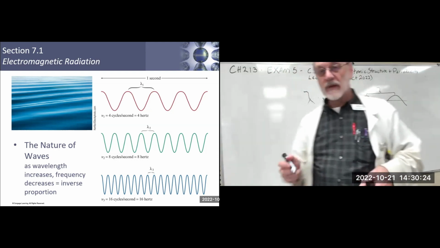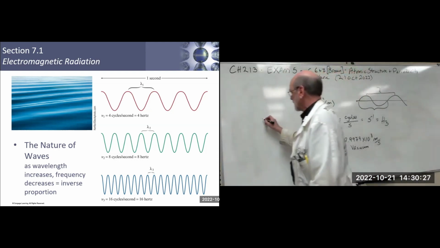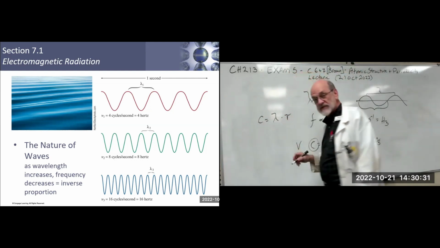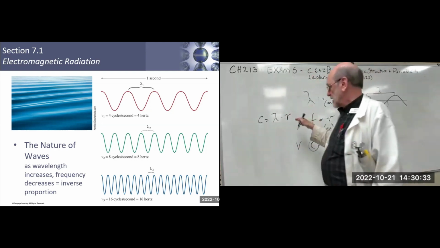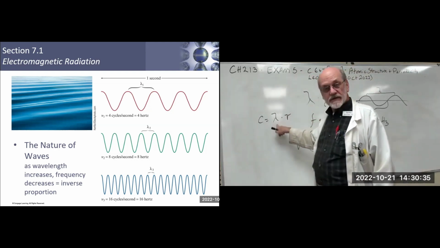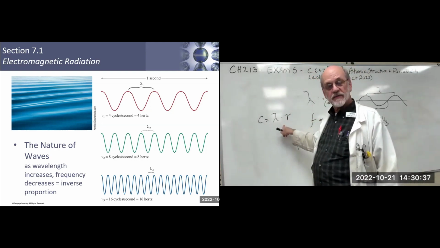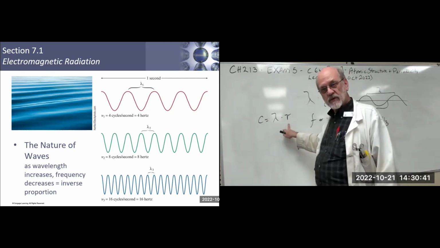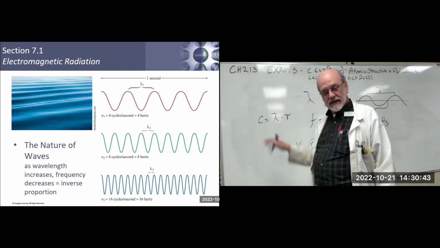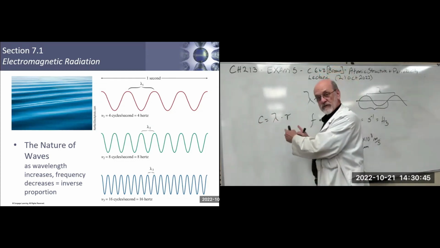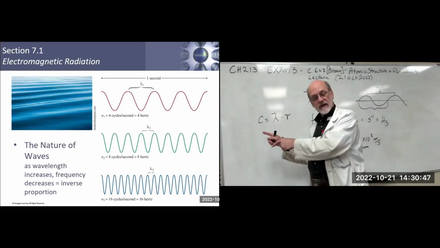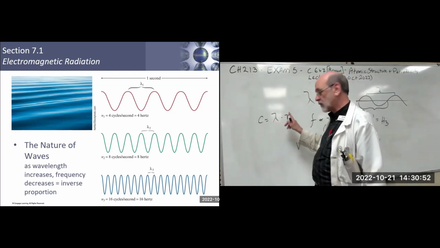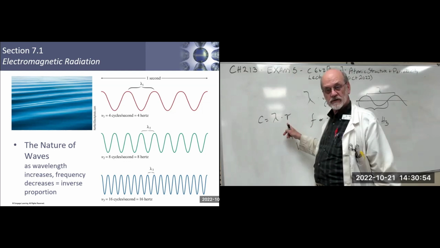Notice one thing, I shouldn't have erased that. c equals lambda times frequency. Notice that this is like Boyle's law. Pressure times volume is a constant. This is wavelength times frequency is a constant. And anytime you have a product of two variables that's equal to a constant, you have an inverse relationship. If this one gets bigger, that one has to get smaller, and vice versa.